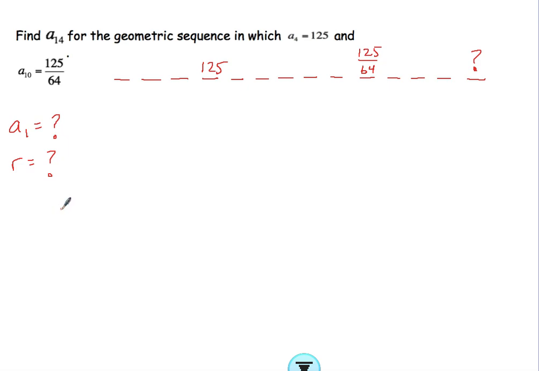So this is not the same, how do I want to say it? It's not the same process as when we found the common difference. So we're not going to use the idea of slope because it's not linear. So let me write this out. Geometric is not linear. So we can't use the idea of slope.